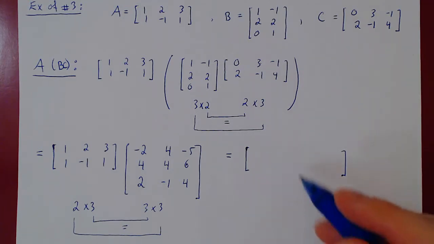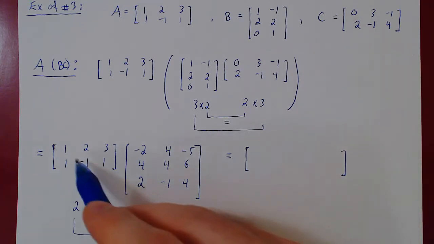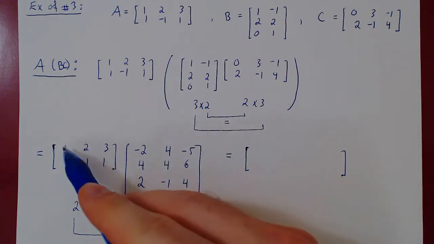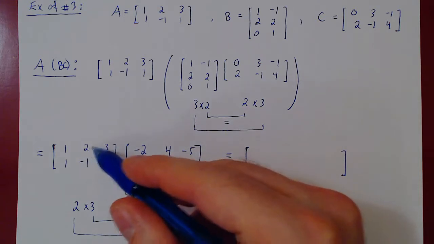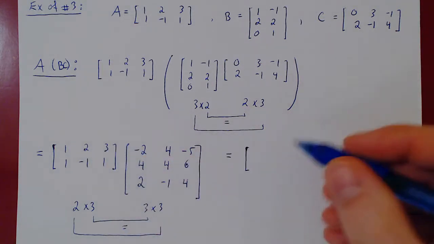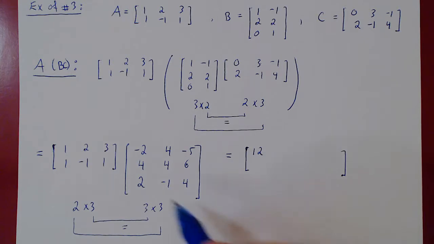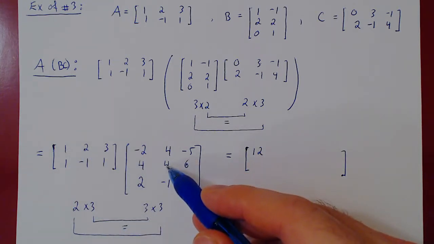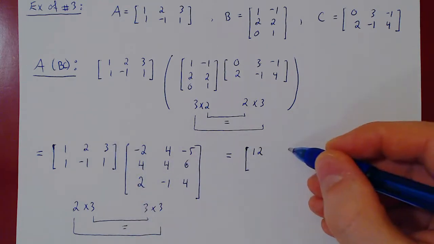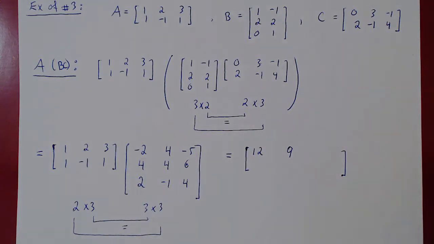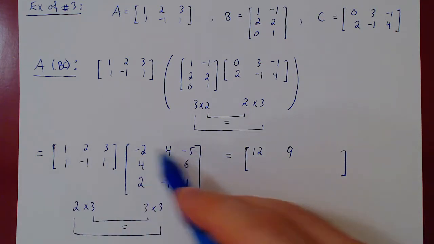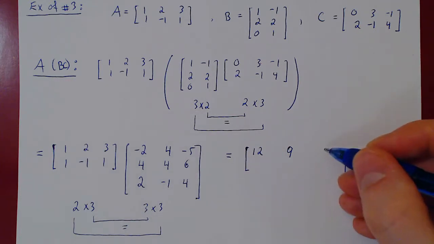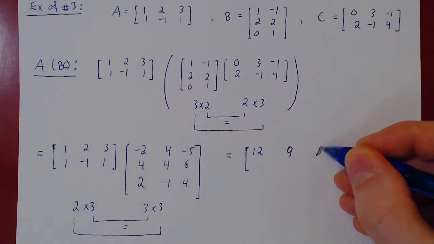So once again, to construct the first row of our new matrix, we fix the first row of A and go through every column of BC. So we'll have negative 2 plus 8, 6 plus 6, 12. Then we'll have 4 plus 8, 12, minus 3, 9. And finally, we'll have negative 5 plus 12, 7, plus 12, 19.